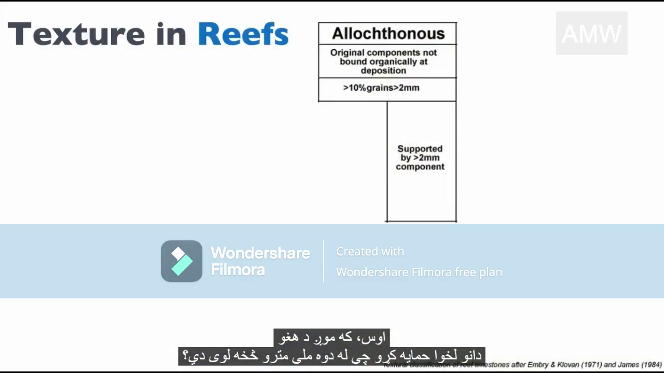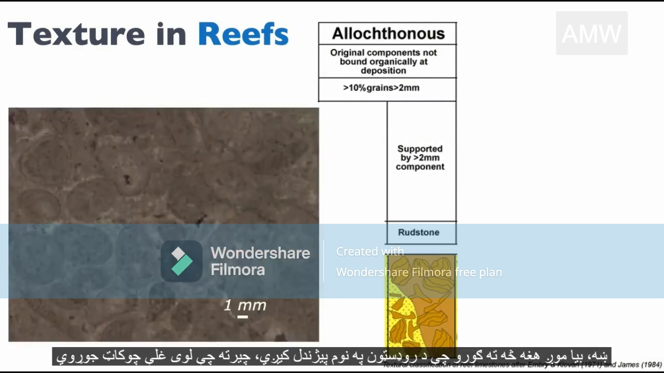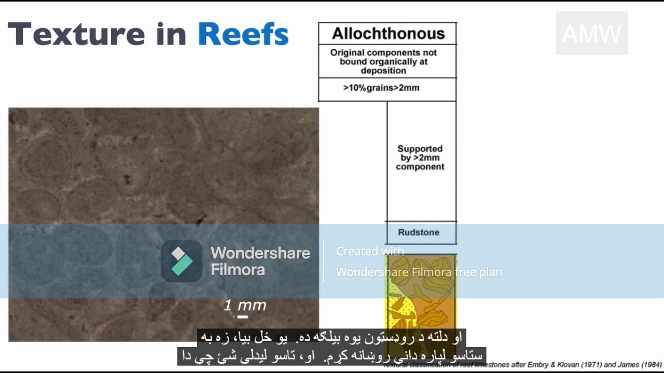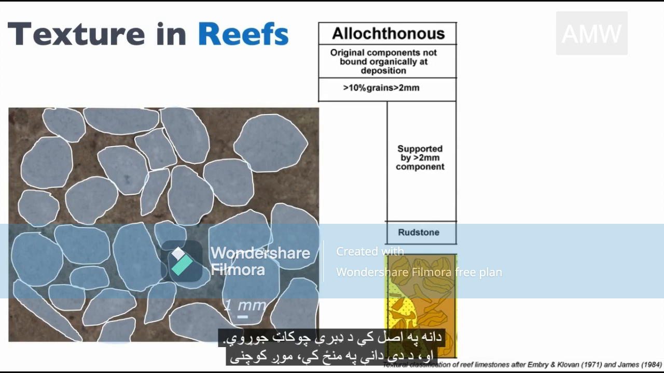Now, what if we are supported by the grains that are larger than 2 millimeters? Well, then we're looking at what is known as a rudstone, where the large grains form the framework. And here's an example of a rudstone. Again, I'll highlight the grains for you, and you can see these grains basically form the framework of the rock. And in between these grains, we have the smaller matrix that can either be grainy or muddy.